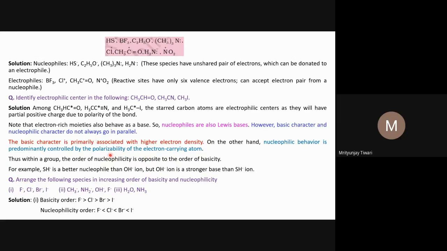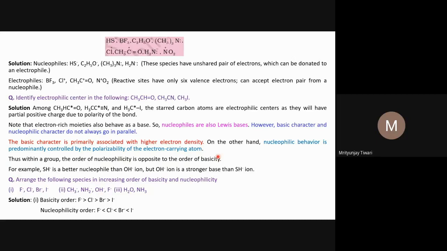If the species is highly polarizable, then in that case, what will happen? The nucleophilicity will be more. And thus, within a group, the order of nucleophilicity is opposite to the order of acidity. So, what do we see as you go down in a group? Usually, the electron density will decrease because the size of the atom or the ion increases. The atom size increases, and so the size of the corresponding anion will also increase. And so, what will happen? Then the electron density will decrease. But what happens? The nucleophilicity increases.